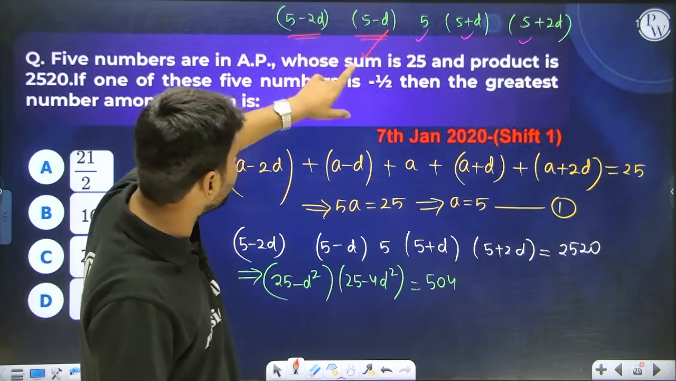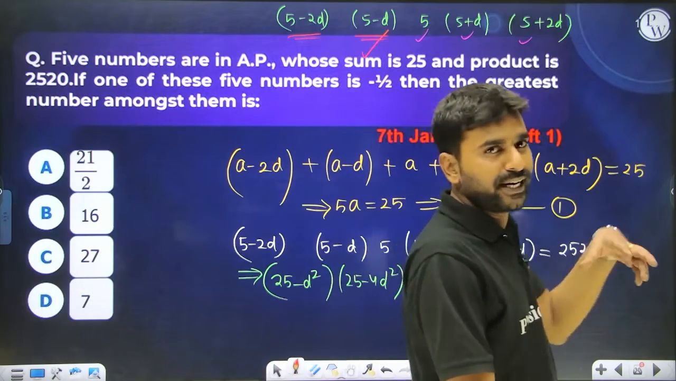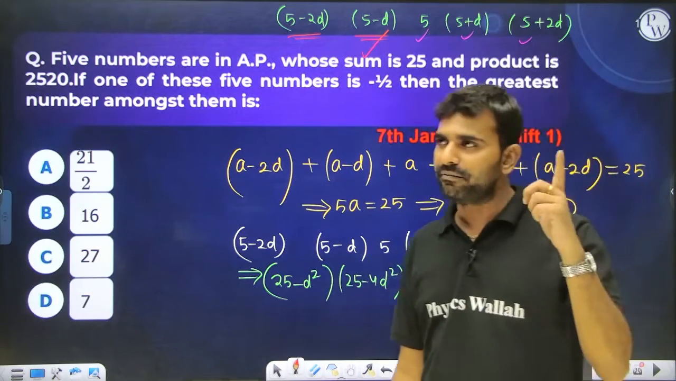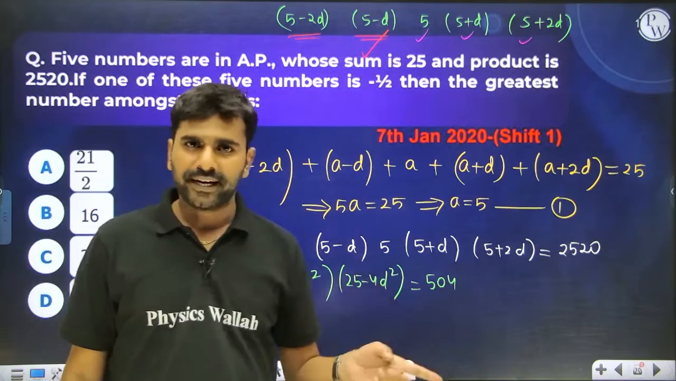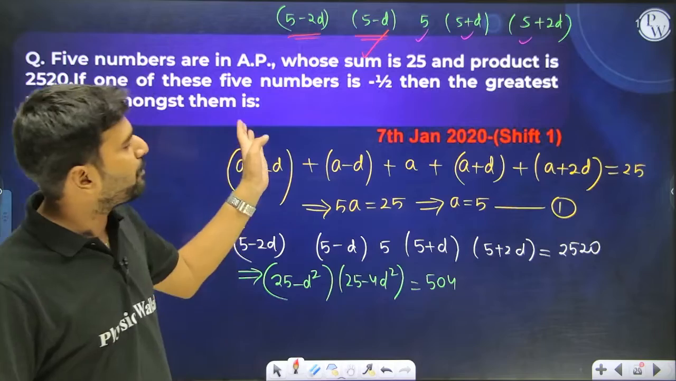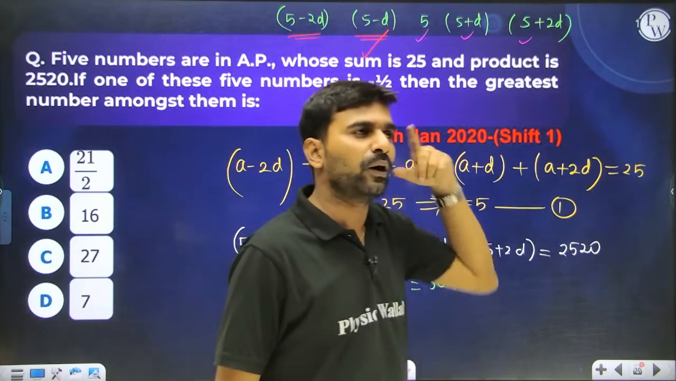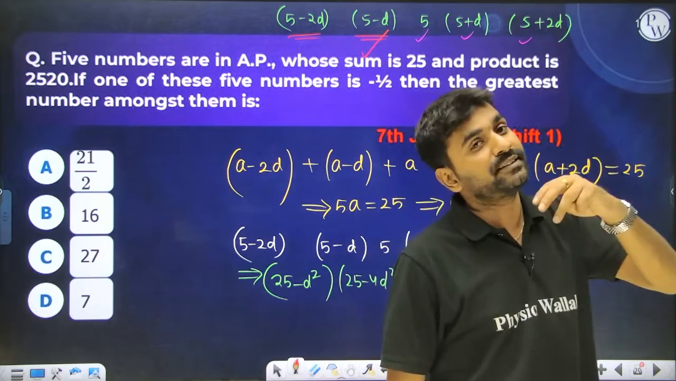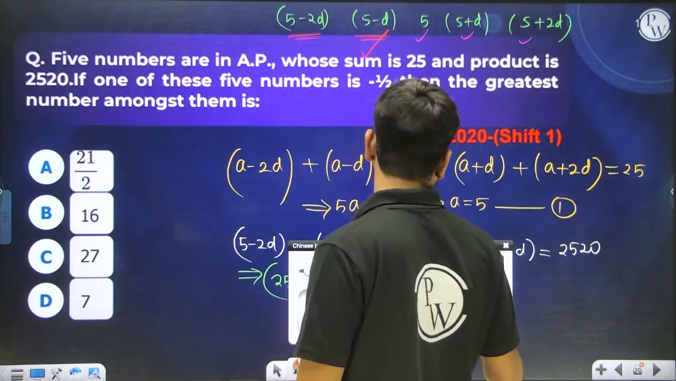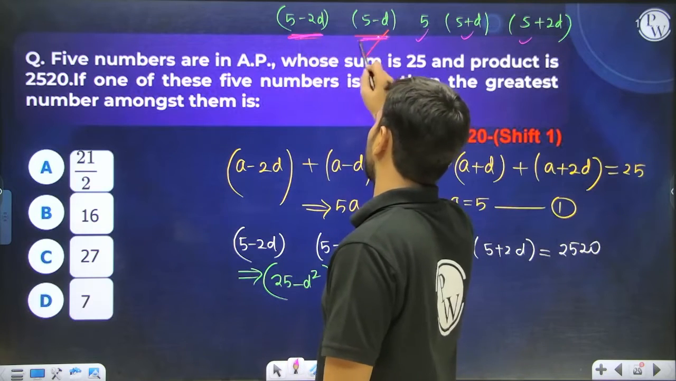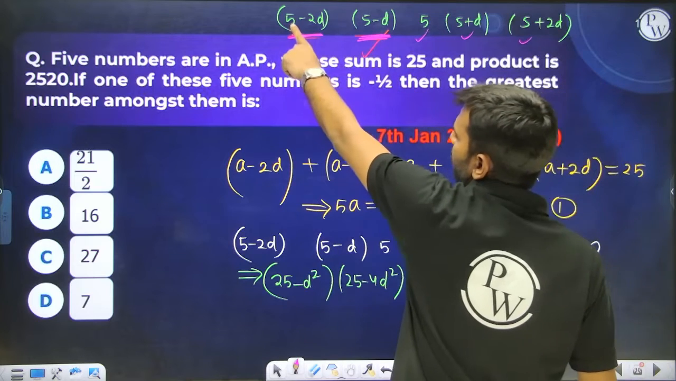But over here the product of the 5 numbers is given to me equal to 2520 only. That means one negative number cannot happen. Either all the 5 numbers will be negative, all the five will be positive, or 2 will be negative and 3 will be positive, because this cannot happen that 1 is negative and 4 are positive, because if that is the case, then the product can never be a positive number. So we can ultimately say that these 2 have to be negative numbers. Okay, so if these 2 are negative numbers, then either this will be minus 1 by 2 or this will be minus 1 by 2.